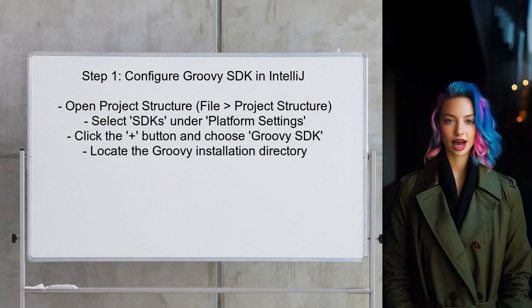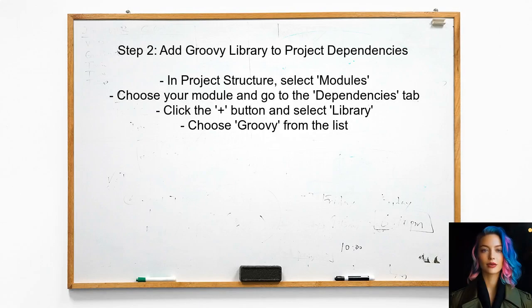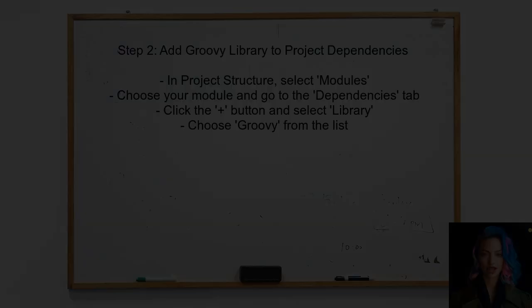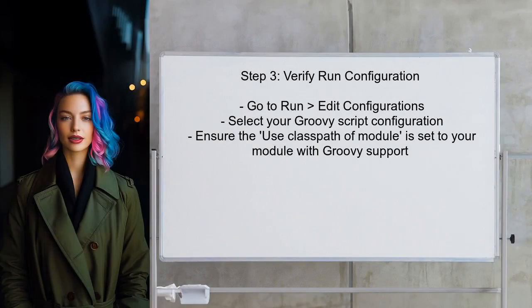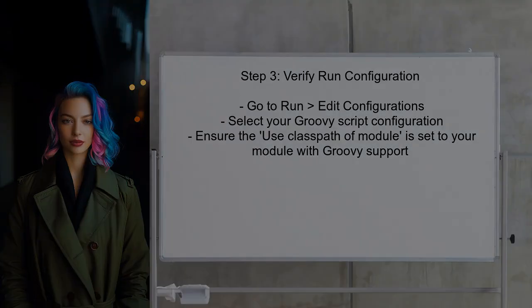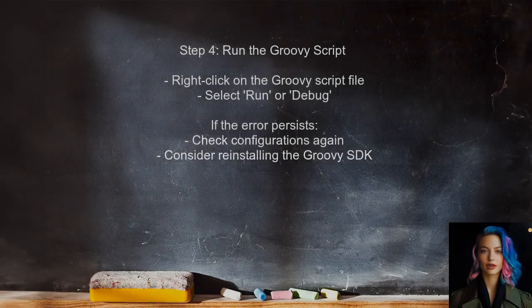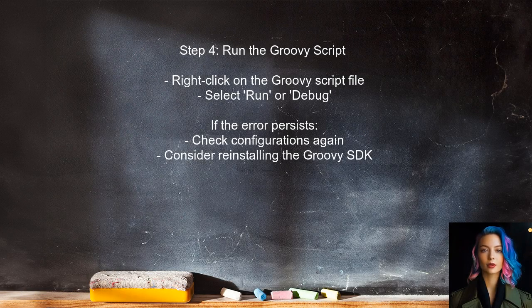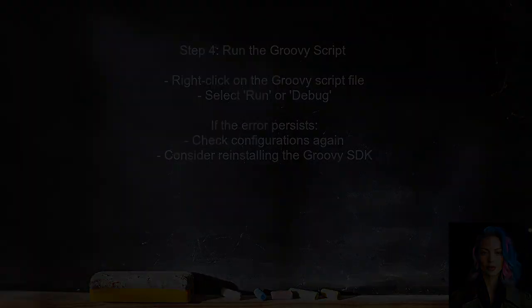To resolve the issue with running Groovy scripts in IntelliJ, the user should first ensure that the Groovy SDK is properly configured in their project settings. Next, the user needs to check if the Groovy library is added to their project dependencies. This is crucial for the scripts to run without errors. After setting up the SDK and dependencies, the user should verify that the correct Groovy version is being used in their run configurations. Finally, the user can try running the Groovy script again. If the error persists, they should check for any additional configuration issues or reinstall the Groovy SDK.